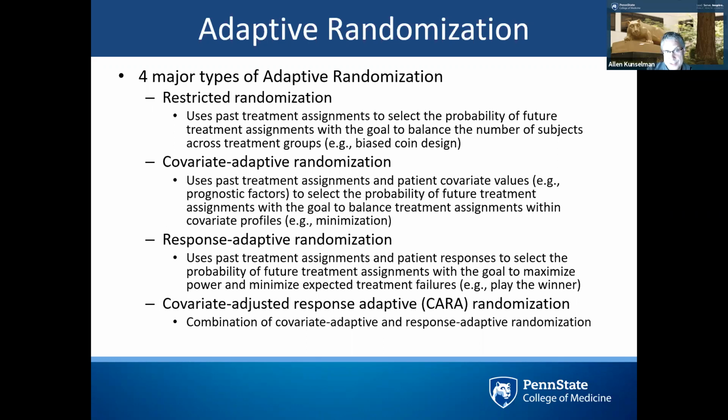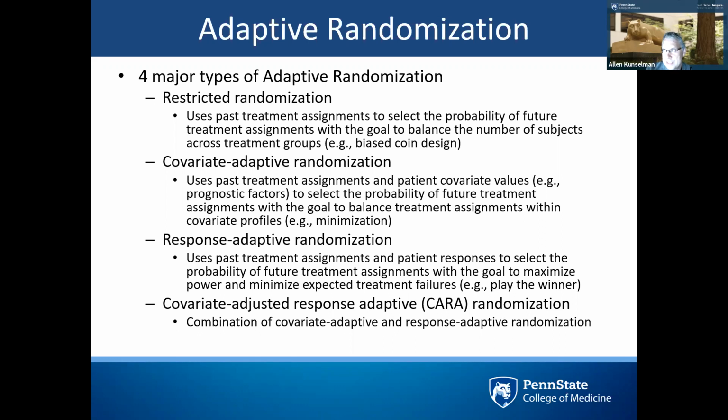And then the last one is covariate adjusted response adaptive randomization. It's basically a combination of the covariate adaptive randomization and the response adaptive. So it's taking previous treatment assignments, your patient's prognostic factors, and then how the patients actually responded to the therapy to assign them. And as I mentioned briefly, REDCap cannot do any of these adaptive randomization methods, but it can do the fixed allocation methods.